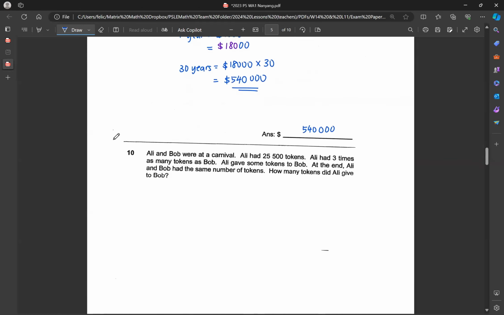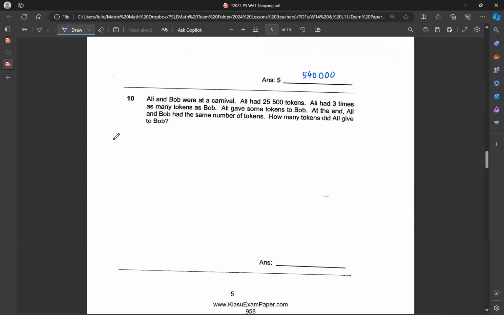Okay, question 10. So Ali and Bob were at a carnival. Ali had this many tokens. Ali has 3 times as many tokens as Bob. And Ali gave some tokens to Bob. At the end, Ali and Bob had the same number of tokens. How many did Ali give to Bob?